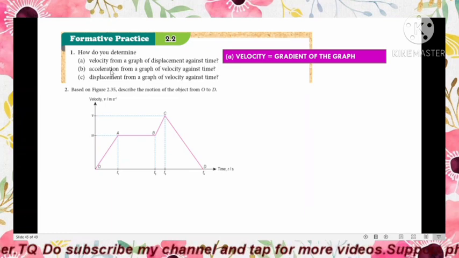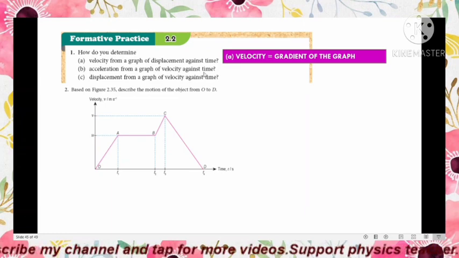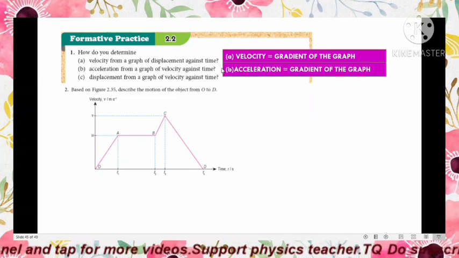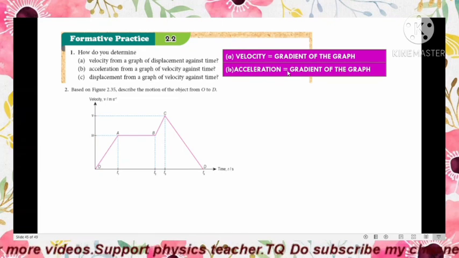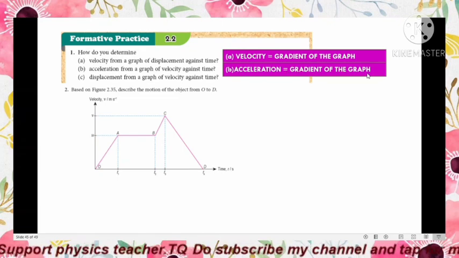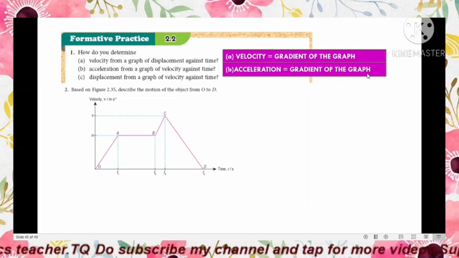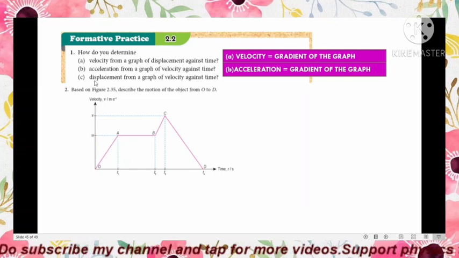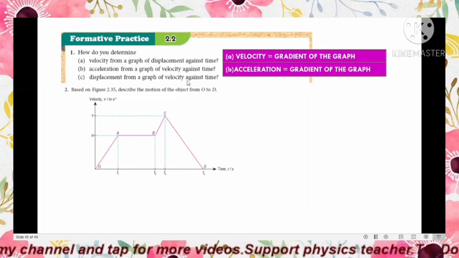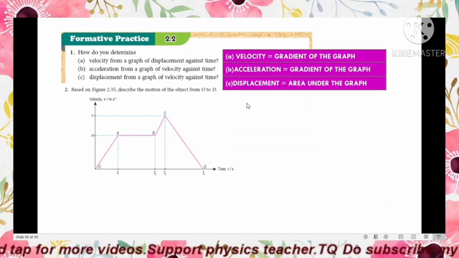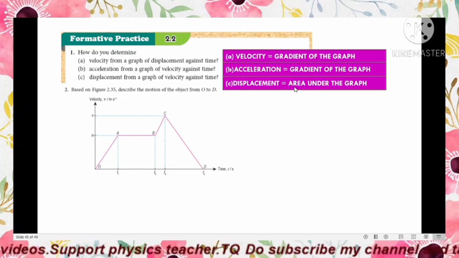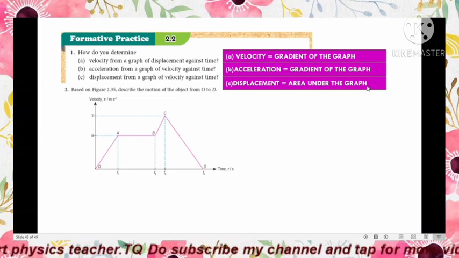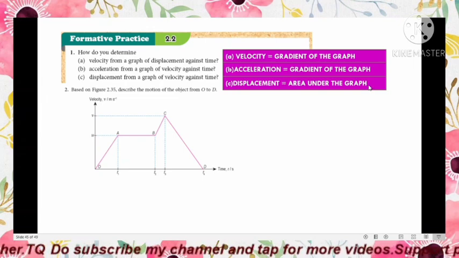For B, acceleration from a graph of velocity against time. Acceleration is determined by gradient of the graph of velocity against time. Part C, displacement of a graph of velocity against time. Displacement is determined by area under the graph of velocity against time.